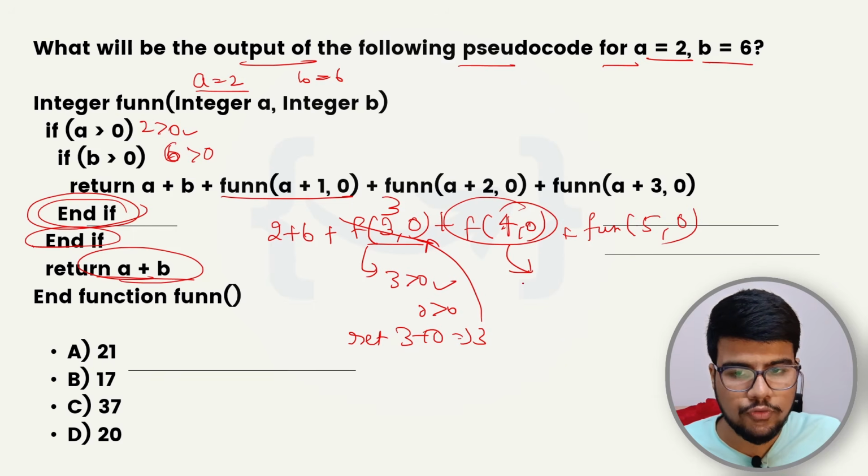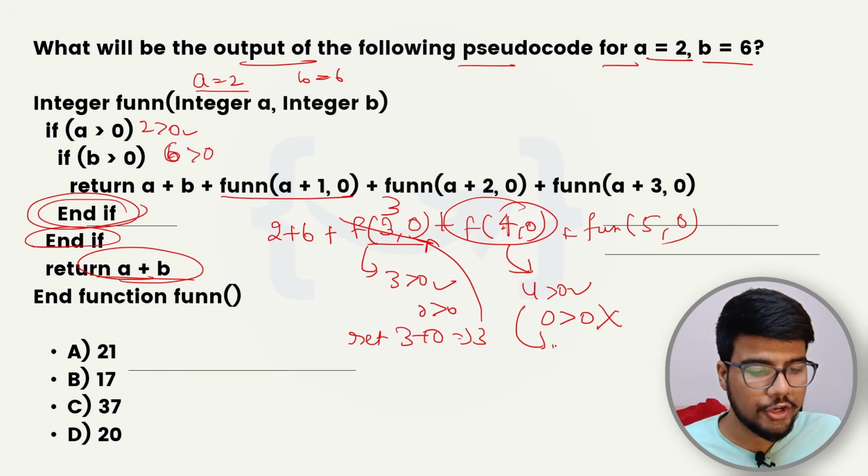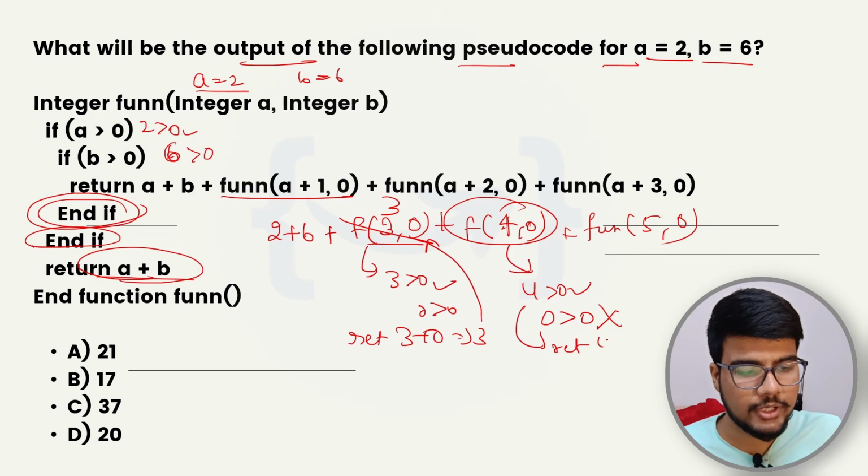So 4. Now 4 is greater than 0. Yes. So is 0 greater than 0? No, it is not. So what you need to do, you need to return a plus b. So it becomes 4 plus 0. It is equivalent to 4 now. Let me write clearly.